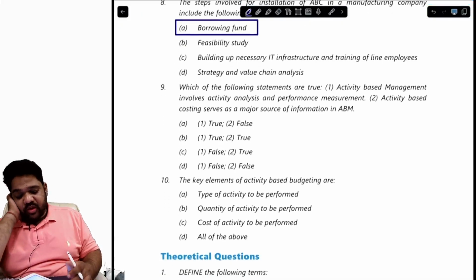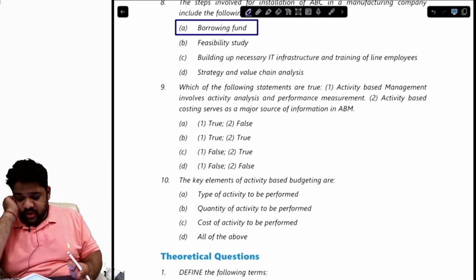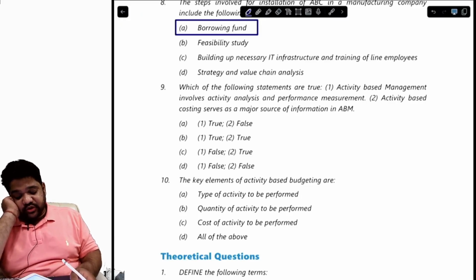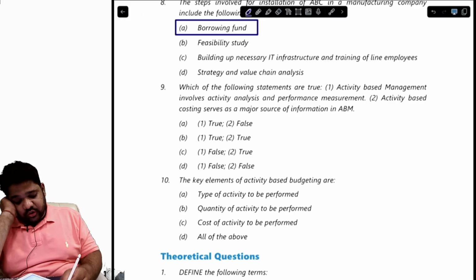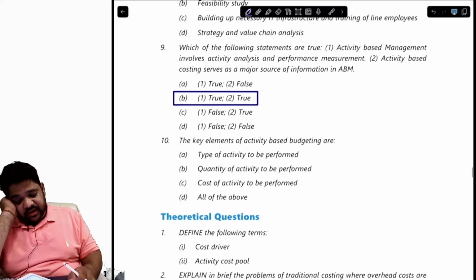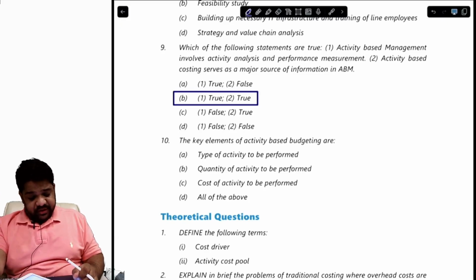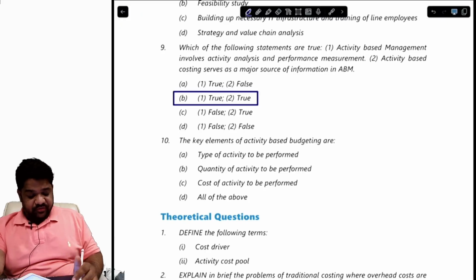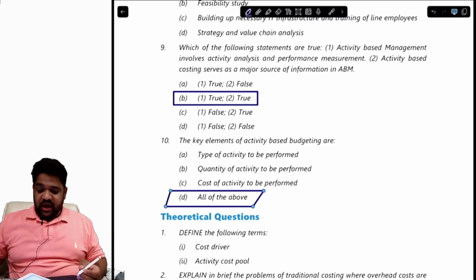The ninth one: which of the following statements are true? Activity-based management involves activity analysis and performance measurement. True. And activity-based costing serves as a major source of information in ABM. This is also true. So I'm going to go with true and true, which is B. And the key elements of activity-based budgeting are type of activity to be performed, quantity, cost of activity, all of the above. This one was fairly simple. All of the above. So yeah, that's it.